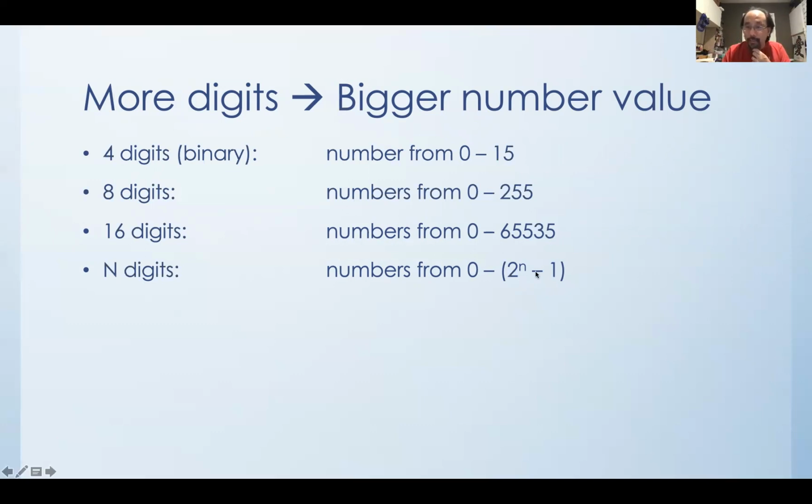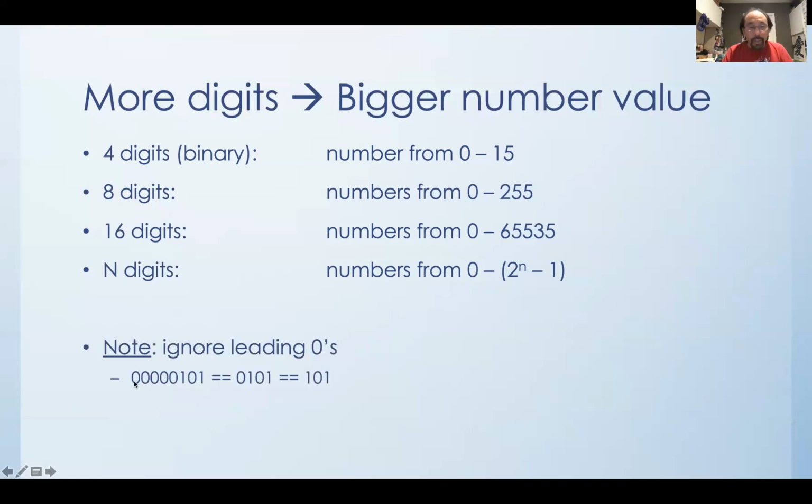And the reason I put this -1 here is because if I start from 0, then I go up to 2 to the nth minus 1. And that's assuming I start from the number 0. I could start from the number 1 and go up to the value of 2 to the nth if I wanted to just represent my numbers differently.